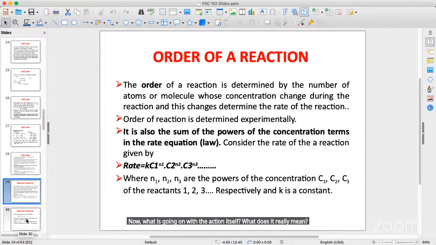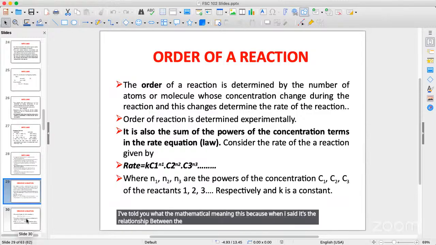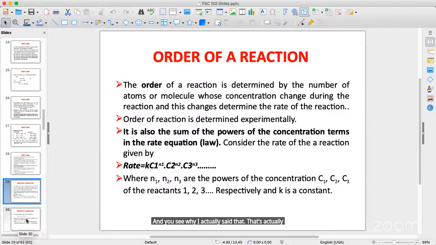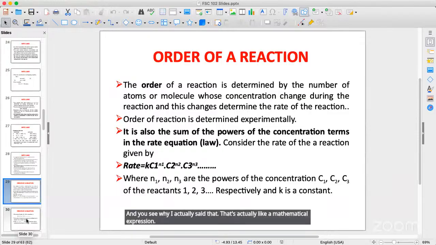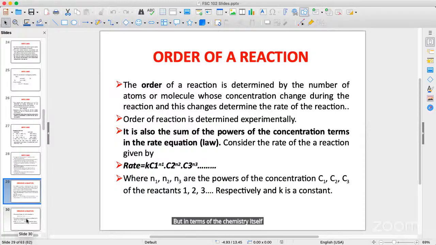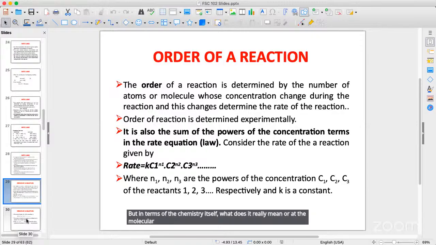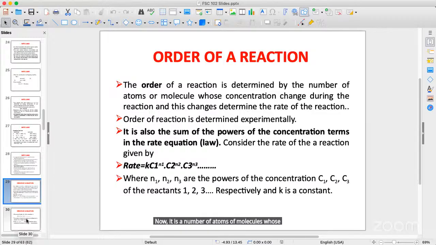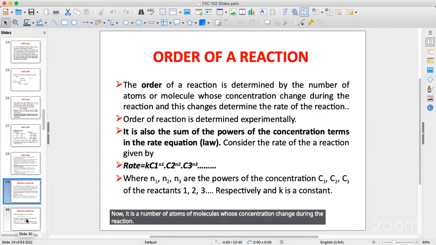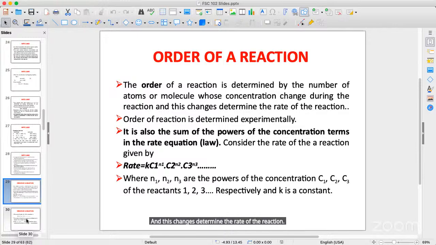I've told you what the mathematical meaning is, when I said it's the relationship between the change in concentration and change in rate. That's a mathematical interpretation, like a mathematical expression. But in terms of the chemistry itself, or at the molecular level, what are we talking about? It is the number of atoms or molecules whose concentration changes during the reaction, and these changes determine the rate of the reaction.